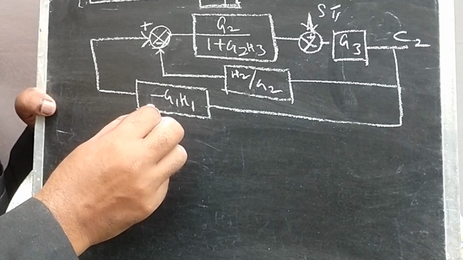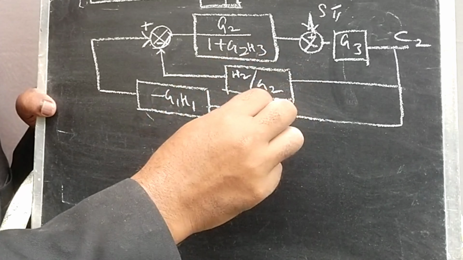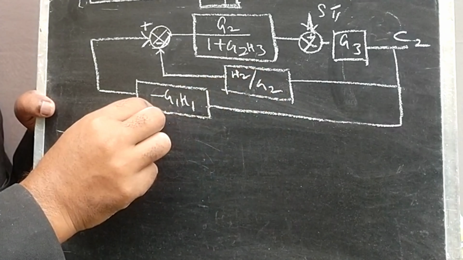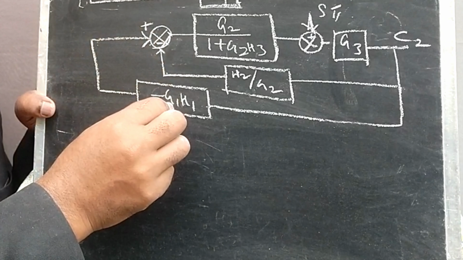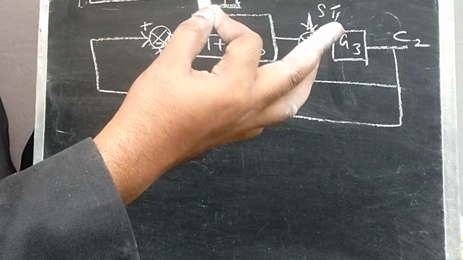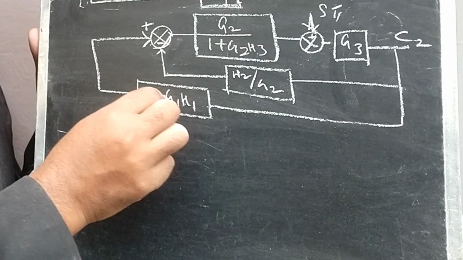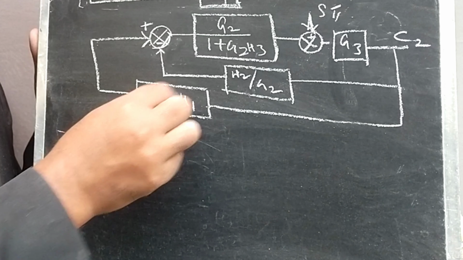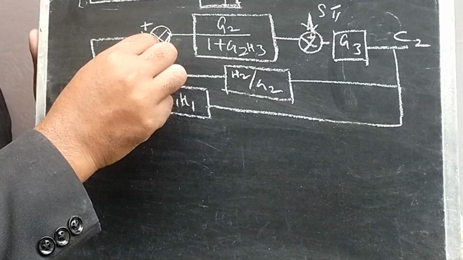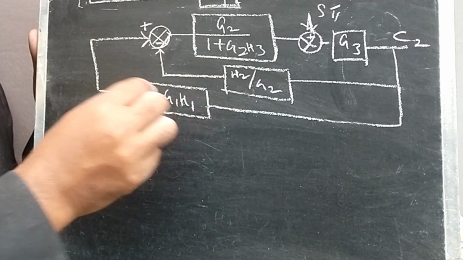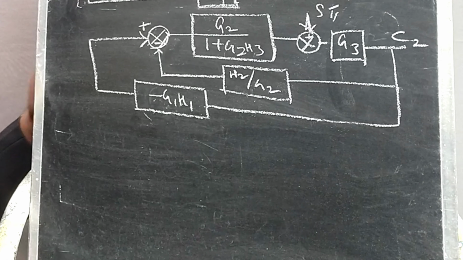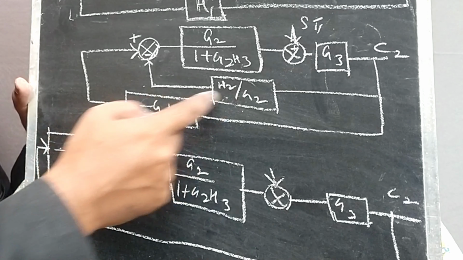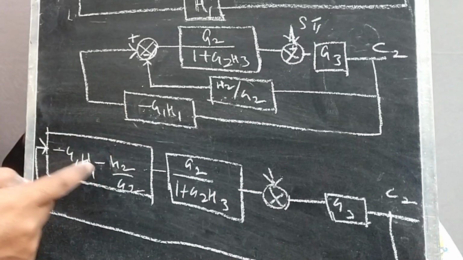So just look at the next step. This particular H2G2 and this particular minus G1 are in parallel connection. This is not a loop. It starts from one point and ends at some other point. So this is the parallel connection. We just add these. So this summing point is removed and these two connections are in parallel. So what I did is I just added these because they are in parallel connection.